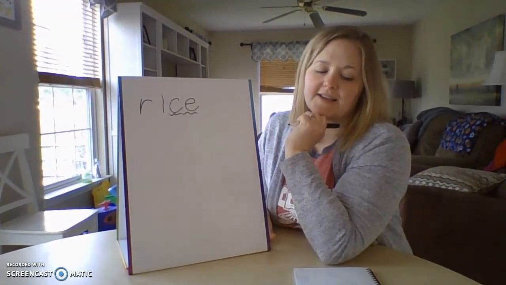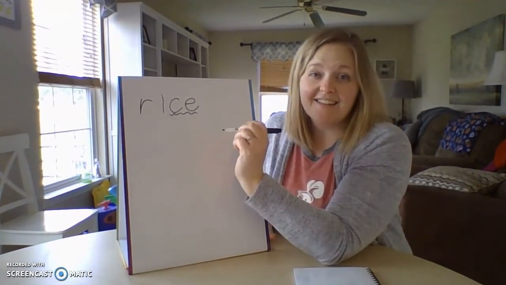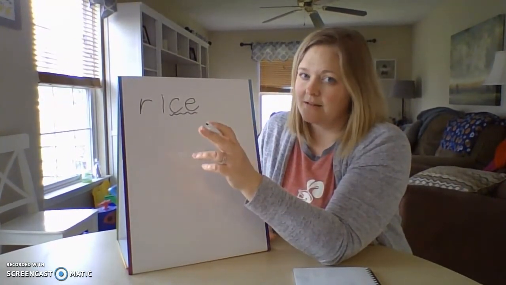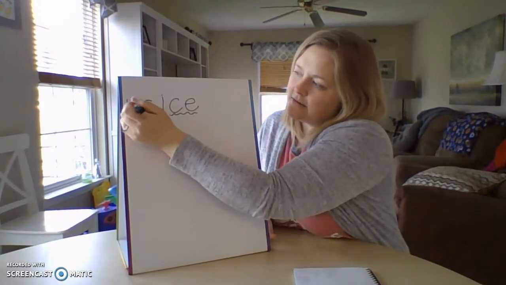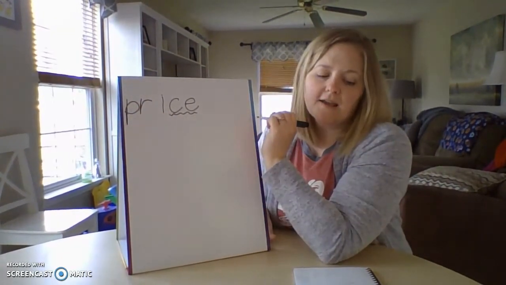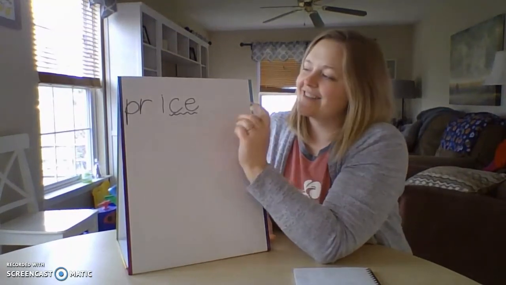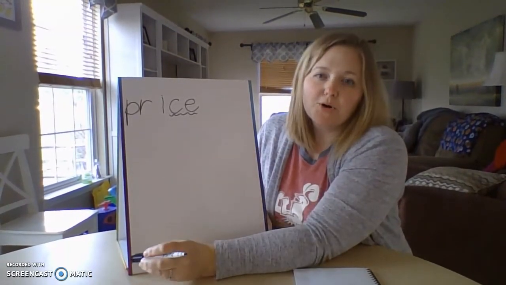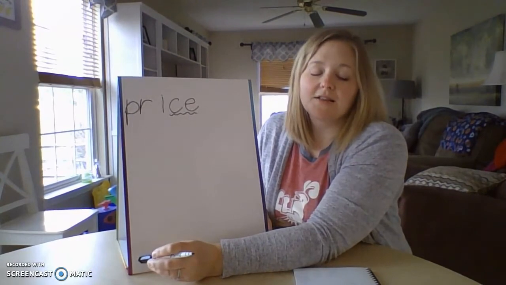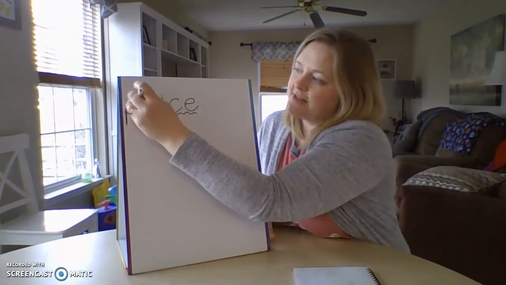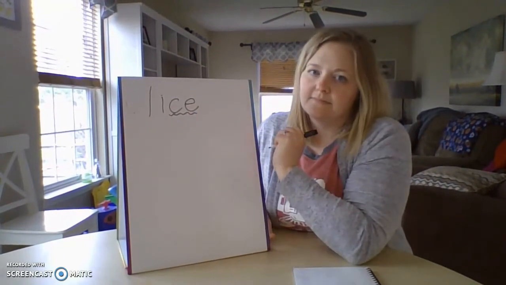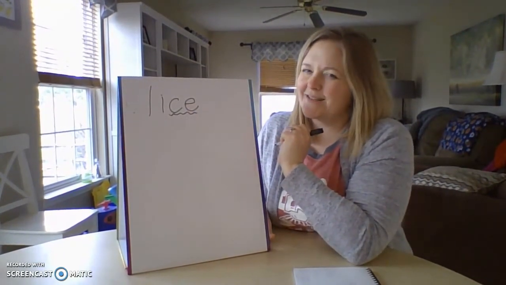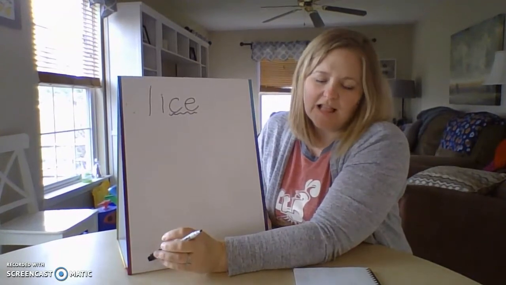Rice. Nice. Now we can add a blend at the beginning. Add a P R. So we just have to add one letter to make this say price. All right, we're going to take off the P R and put an L to find out what that is. Lice. Ooh, I hope none of you ever catch lice.